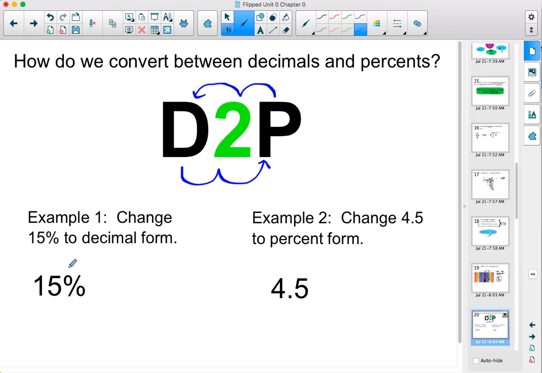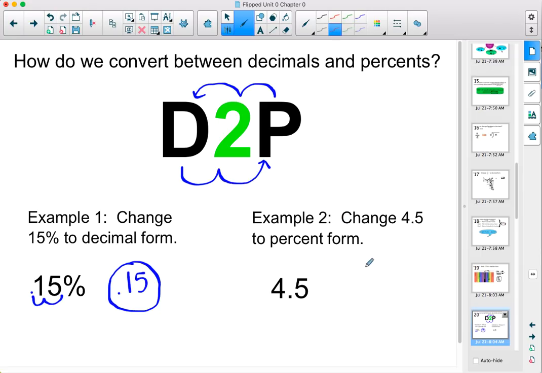So here's our first example, change 15% to decimal form. So we're starting off as a percent, we're changing to a decimal. That means we grab our decimal point, that would be right here at the end. We're going to move it 2 places to the left. Okay, 2 places to the left, 1, 2. Put your decimal and then rewrite that number without the percent sign. And that was super fast and super easy.